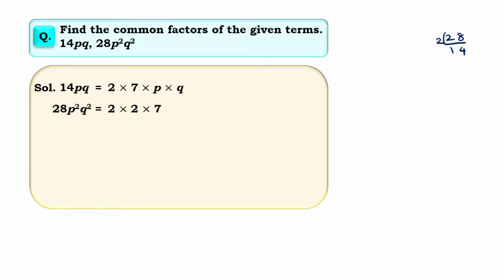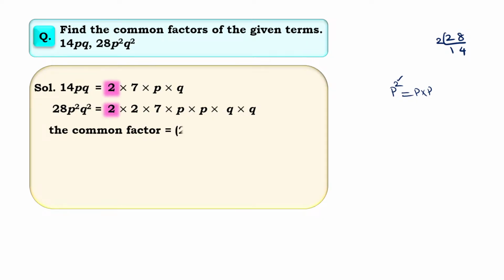Now what about p square? P square means p multiplied with itself 2 times. And what about q square? Q multiplied with itself 2 times, q into q. So the square represents how many times the same variable is multiplied with itself. Now let us find out the common factors. Here 2 is a common factor, 7 is a common factor, p is a common factor, again q is a common factor. So what is it? 14pq.